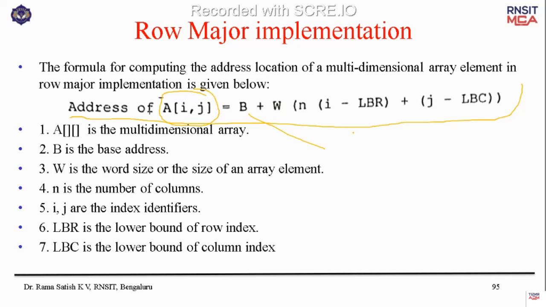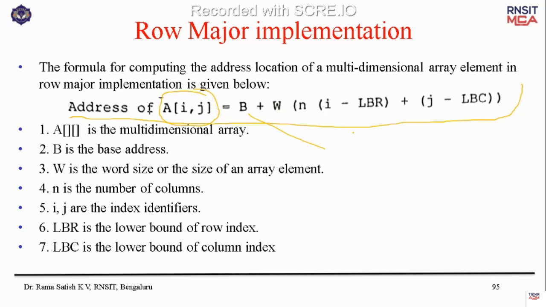Suppose I want to find the address of a particular element in the array. First, you should know the base address. Base address is nothing but the starting address, the starting element of the matrix or multidimensional array. The first element address, you call it the base address. W is the word size. Word size is nothing but the size of the data item. So for integer it is 2 bytes, for a character it is 1 byte, for a float it is 4 bytes, and for double it is 8 bytes. So the word size depends upon what data type you use.